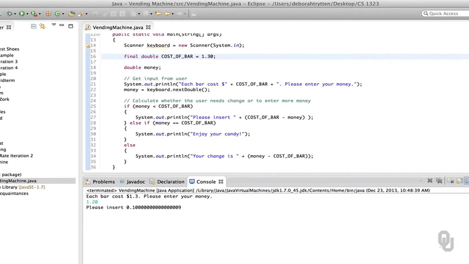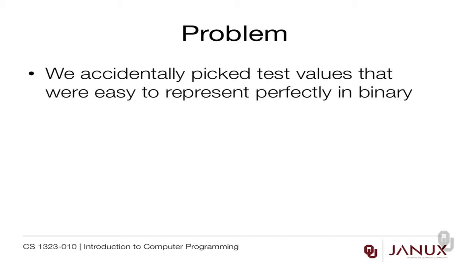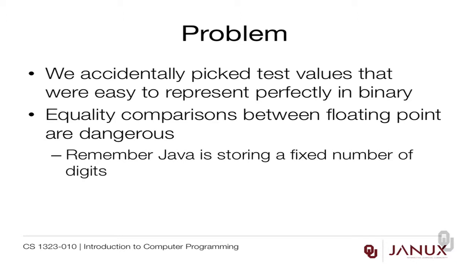Also, if we continue doing this, eventually that equality comparison would fail. Unfortunately, that's a hard thing to plan in advance, but in general, when you're doing a comparison of doubles, because of these little rounding problems that we're seeing showing up in the output, you should never use equality. That means we need to reconsider the design of our program a little bit.